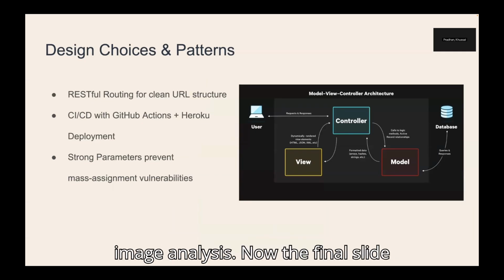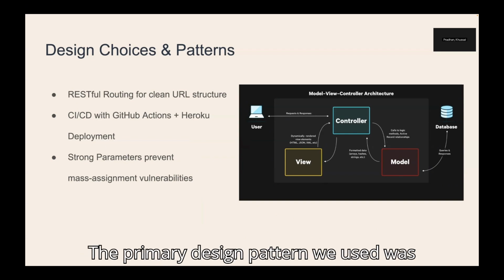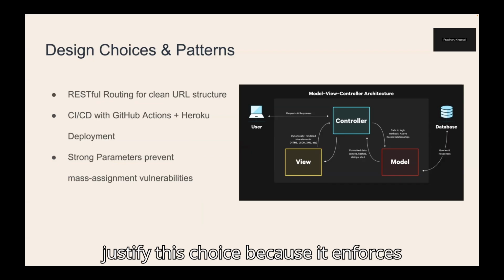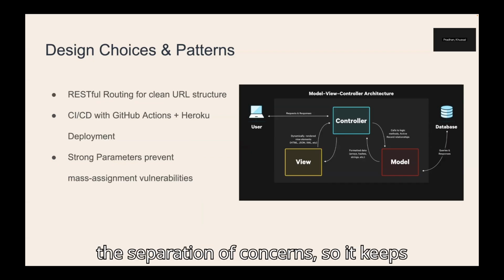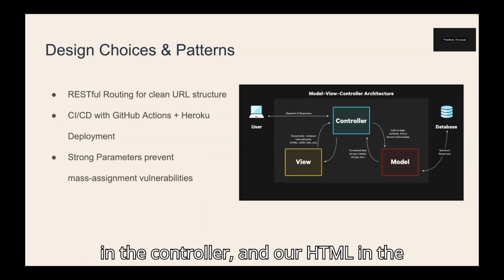Now, the final slide covers our design patterns and justifies the major system design choices we made. The primary design pattern we used was MVC, model view controller. We justified this choice because it enforces a separation of concerns. It keeps our logic in the models, our requests in the controller, and our HTML in the views.